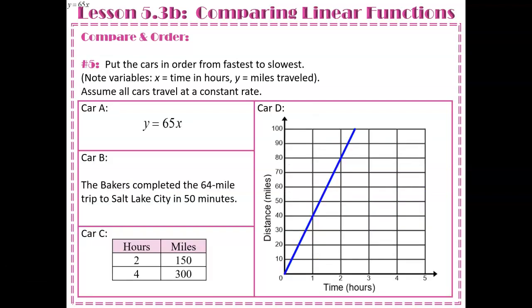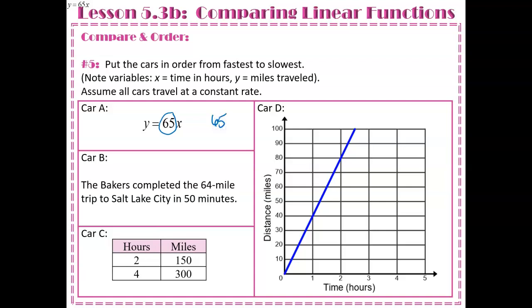Okay, we're on number 5. We already talked about setting this up. So here's the rate for car A, right here, the M. So this one is 65. So the B is a little complicated.